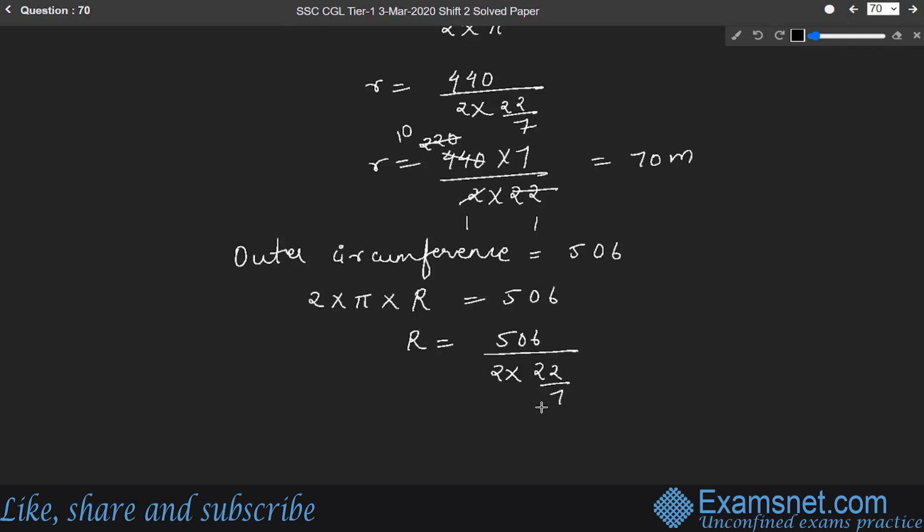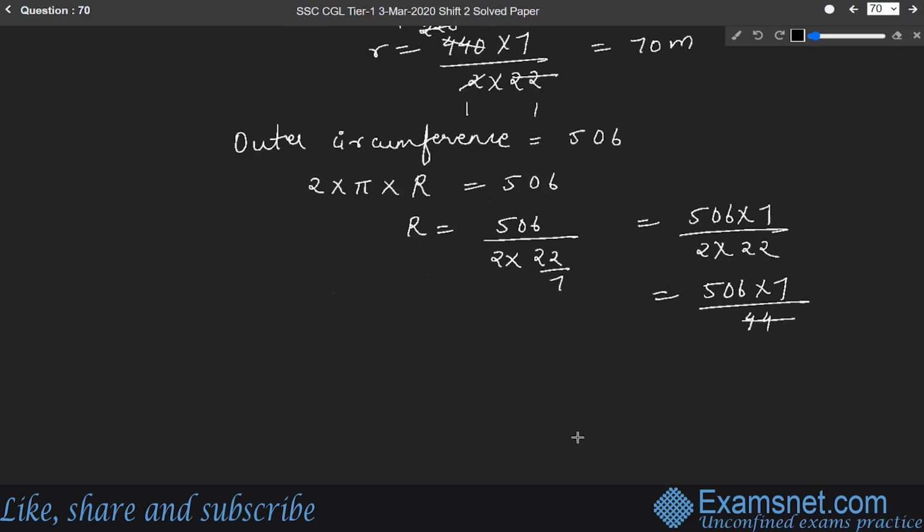Pi will be taken as 22 by 7. So this will be equal to 506 into 7 divided by 2 into 22. All right. Now, further, when we cancel it, it will be 506 into 7 divided by 44. All right. Now let's cancel it. 2 multiplied by 22 gives 44, right? And we have 506 in the numerator. So 2 multiplied by 253 gives 506. Now 253 into 7 will be 1771 divided by 22. Okay. When we divide both these values, then we get 80.5, which is the value for capital R. What is capital R? Outer radius. Now we have inner radius and outer radius. So we can easily find the area of the track.